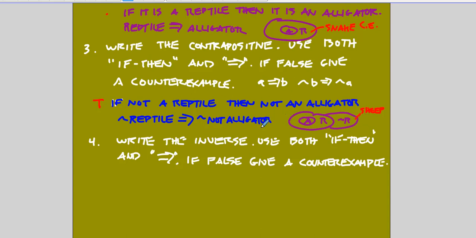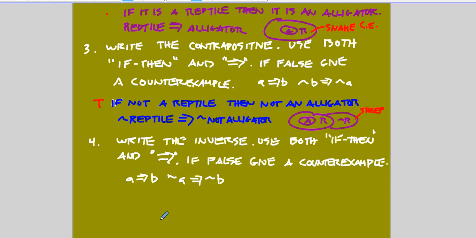Okay, so finally now write the inverse. Use both the if-then and the implies statement. If false, give a counterexample. So let's remind ourselves of what the inverse is. The original statement is A implies B. The inverse is negating A and then negating B. Okay, stop the video and do the problem.